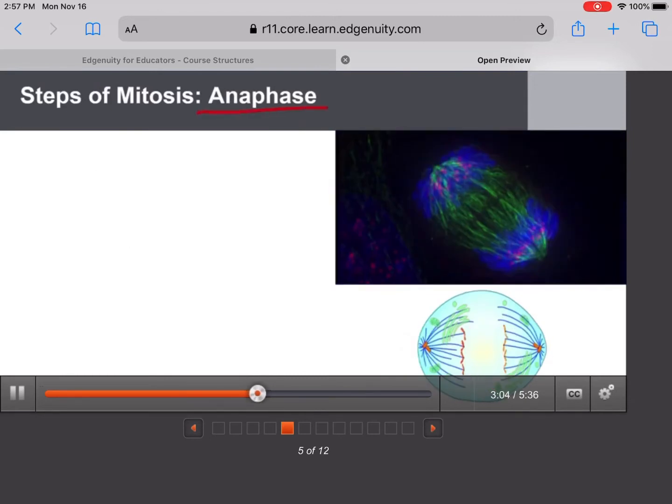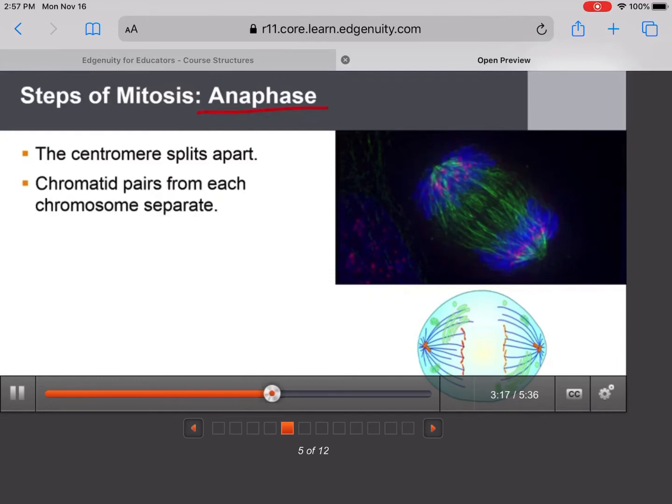Anaphase is the third phase of mitosis, and it begins when the sister chromatids separate. When those centromeres are split apart and the sister chromatids are pulled to opposite ends of the cell, this is anaphase. During anaphase, the centromeres split apart and chromatid pairs move towards either end of the cell as those spindle fibers shorten. Scientists are not sure how the chromatids move, but they believe it has to do with that spindle shortening.